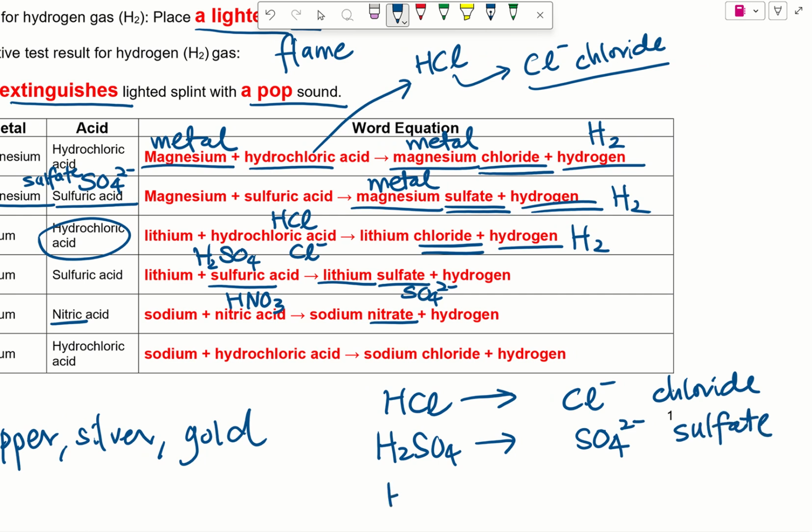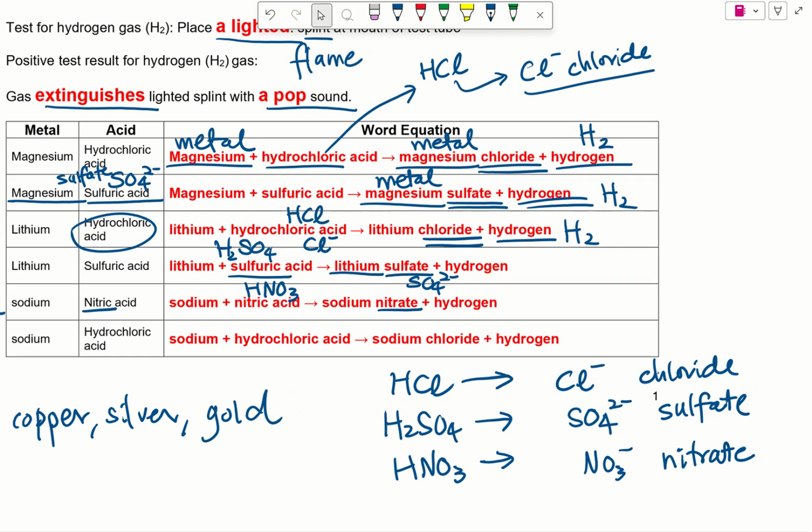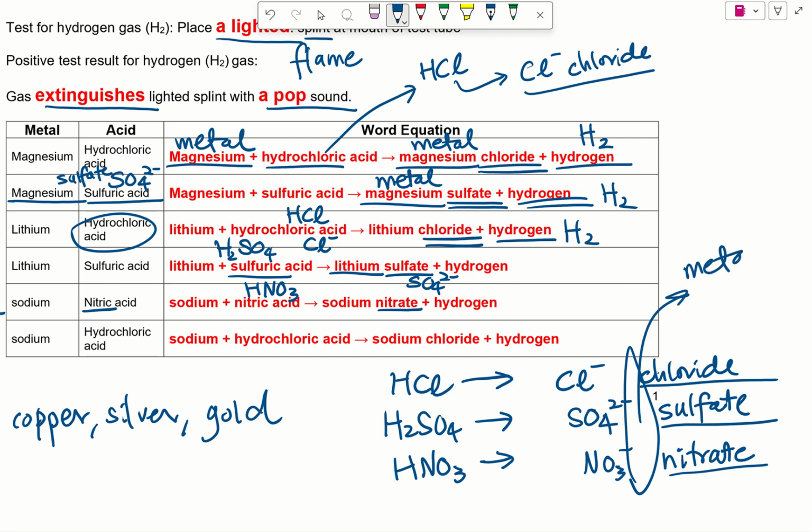And lastly, nitric acid will form a nitrate salt. As long as you know what kind of acid it is, then you will know whether it is a chloride salt, sulfate salt, or nitrate salt. How about the name in front? It depends on the metal. So it's a very simple way of naming it.